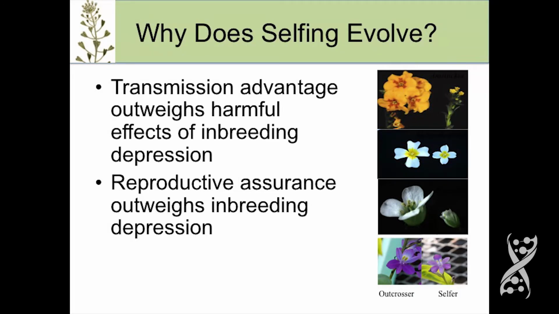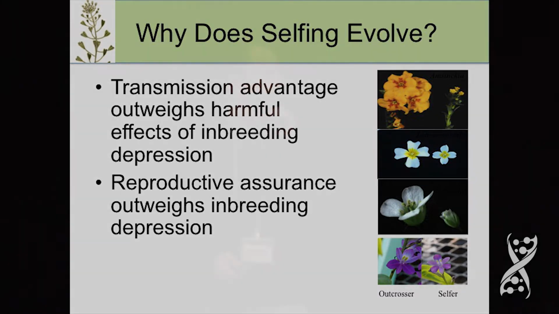So why does it evolve? Well, there are a number of theories. One is there's a transmission advantage. If you're both mother and father to your offspring, you have a transmission advantage in the population. And also, if there are no other mates or pollinators around, you can mate with yourself. Okay? So in those contexts, selfing will be favored, even though there may be the harmful effects of inbreeding depression.